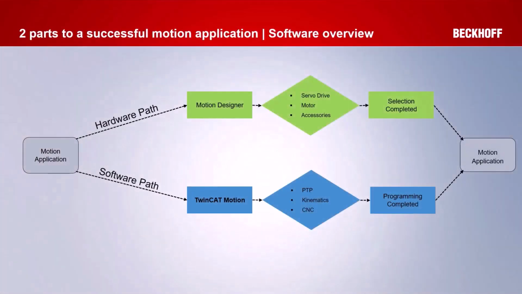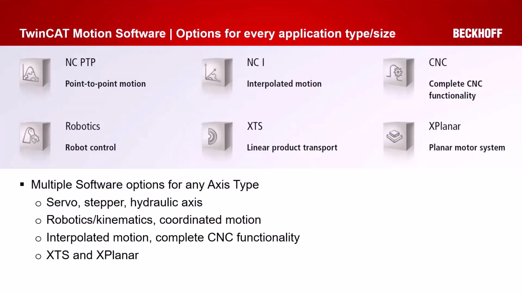Right, we've talked a lot about hardware, but there's another side of this. There's the software path. And this is the TwinCAT Motion product. The Motion product is very wide range. It can control multiple axis types. It can control a stepper, hydraulic axes, servo axes, linear motor, a rotary. It can control a torque or a VFD.